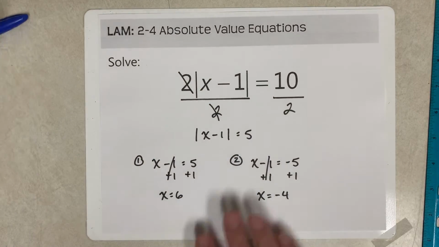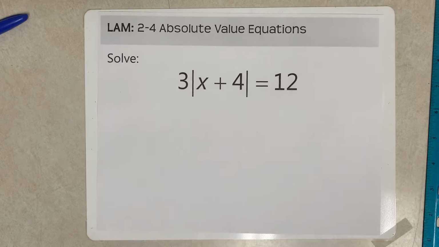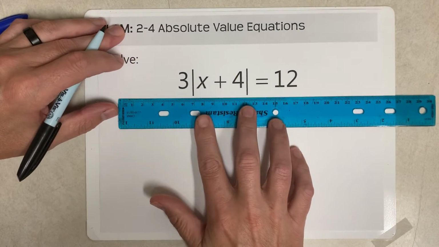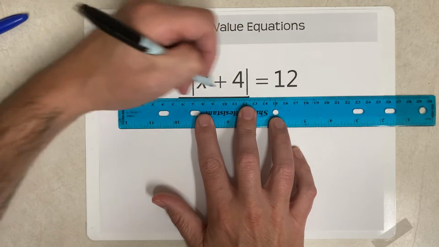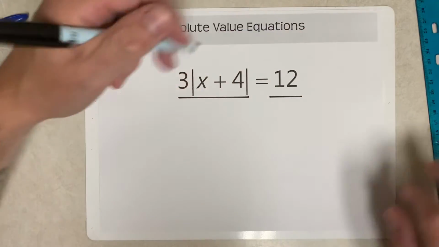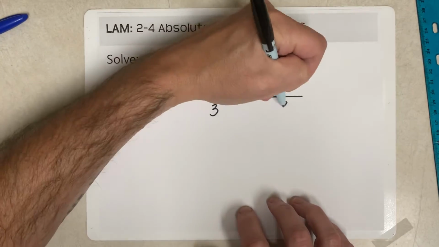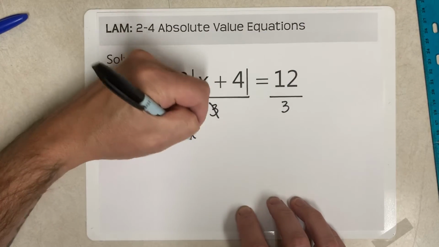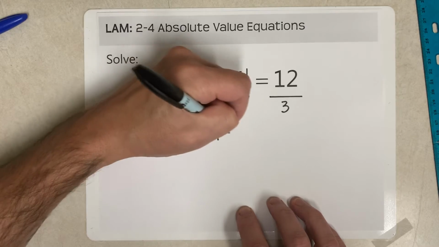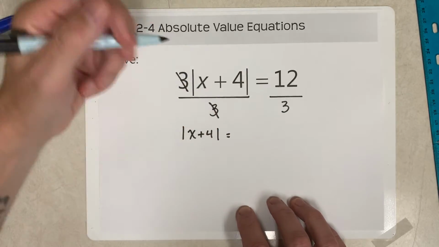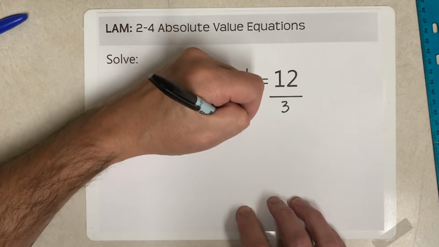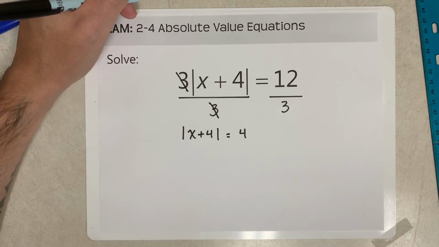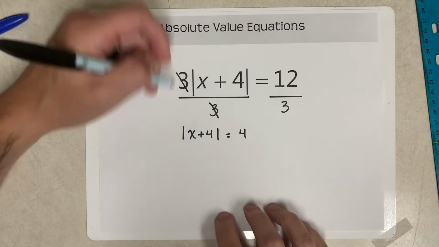So just for a little reinforcement, same thing we're going to do here. You got a 3 sitting there in front, so we need to get rid of that first. Use a ruler so my lines are straight here, my division bars. So now we're going to divide by 3 this time. Cancel, cancel. We're going to bring down the x plus 4. Absolute value equals 12 divided by 3 is going to be 4. You never want to distribute that number in either. Don't get in that habit because you can get into trouble that way.